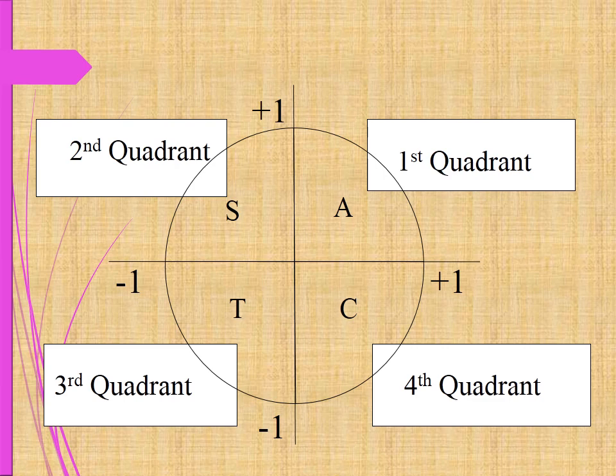In the first quadrant, we say that all the trigonometric ratios are positive, that is, sine is positive, tan is positive, and the cosine is positive. In the second quadrant, only sine is positive, and then the rest are negative. In the third quadrant, only tangent is positive, the rest are negative. In the fourth quadrant, only cosine is positive, and then the rest are negative.